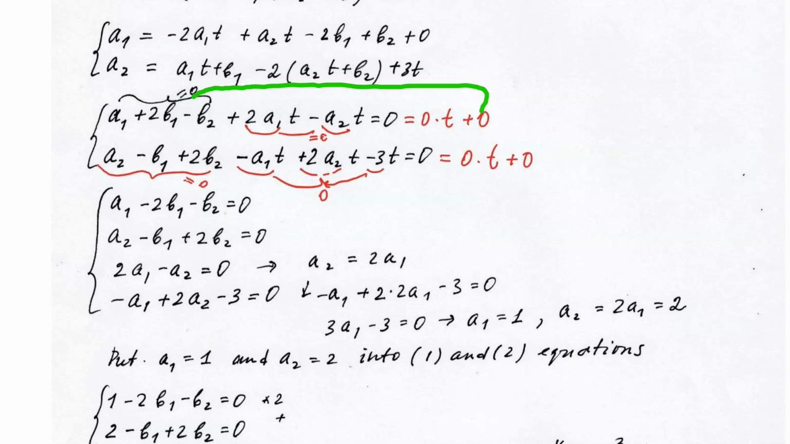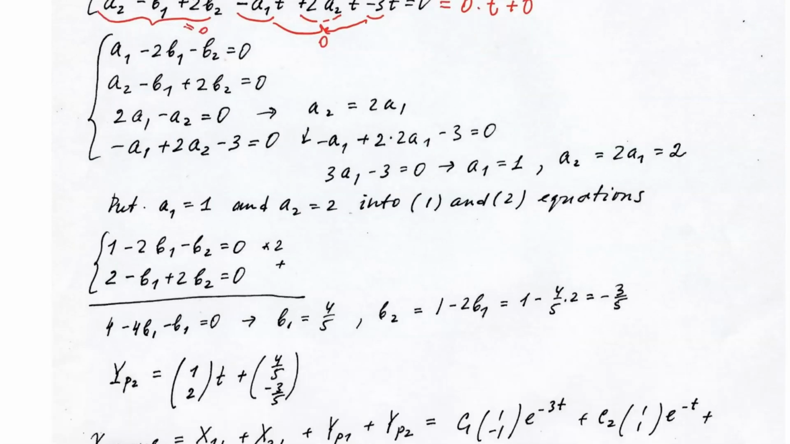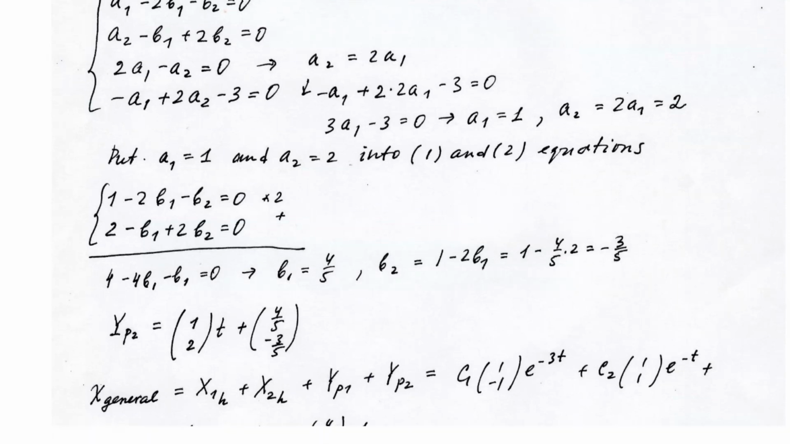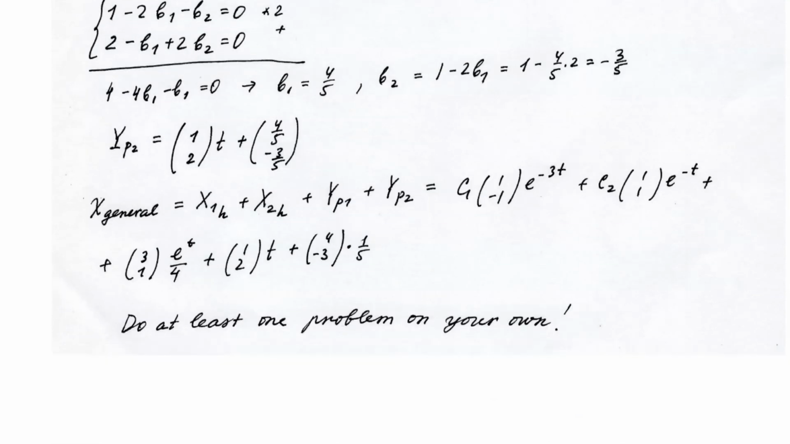Then I plug them back into equation number 1 and number 2. And I calculate b1 and b2. And they're not as nice as a1 and a2, but they're still not bad. They're like 4 over 5 and negative 3 over 5. I put everything back into my function and I got my second solution. Now I'm going to combine everything together, like my homogeneous solution plus my first solution plus my second solution, and write it down as a long expression. What I have over here is called the general solution, right?